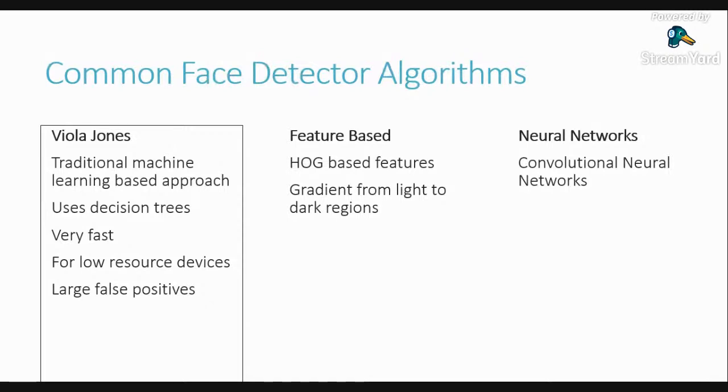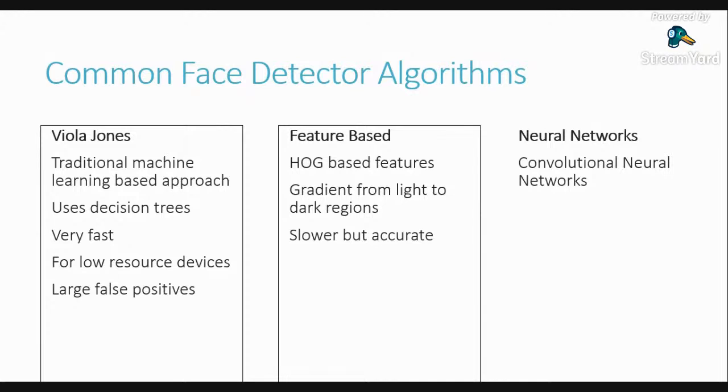After that, we had feature based detectors. For example, we could use HOG based features. HOG is histogram of oriented gradients, which we will see in the next slide. Basically, we compute a histogram of the gradients, which capture the change in information from light to dark regions. We will see what that actually means. It is slower than Viola-Jones, but it is accurate and has a low false positive rate. Another feature-based approach we can use is the Haar cascade.